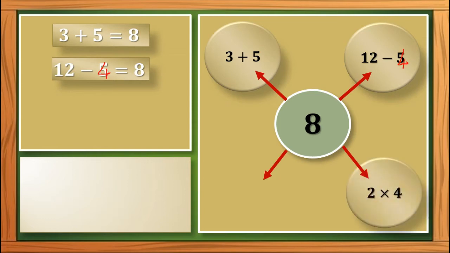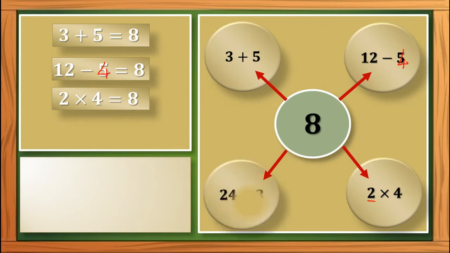And now we'll move to another operation, and that is multiplication. If we are doing 4 into 2 or 2 into 4, the answer will be 8 only. Okay, if we go for another operation, that is division, 24 divided by 3, we'll get the answer 8, right?